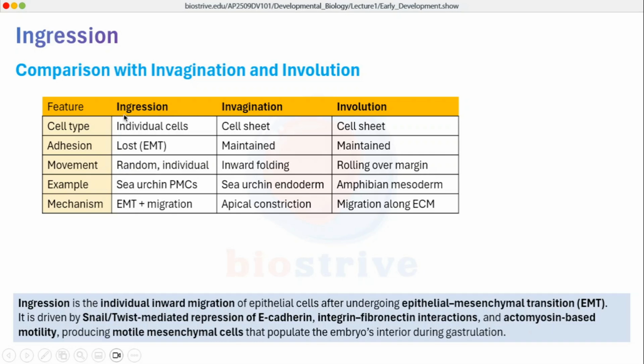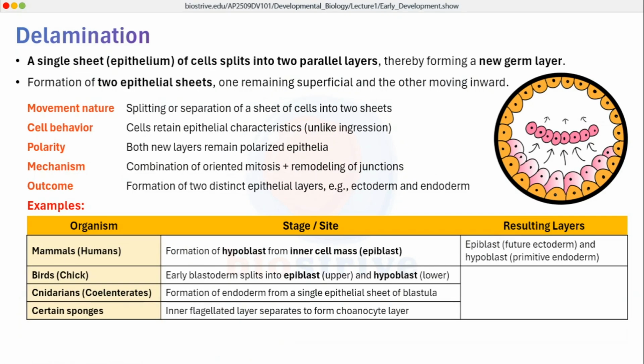In invagination there is inward folding, and in involution there is a rolling over. Examples we talked about: ingression is seen in sea urchin PMCs, invagination in sea urchin endoderm, whereas involution in amphibian mesoderm. The mechanism for ingression is EMT and migration. For invagination the mechanism is apical constriction, and in case of involution the mechanism is migration along the ECM.